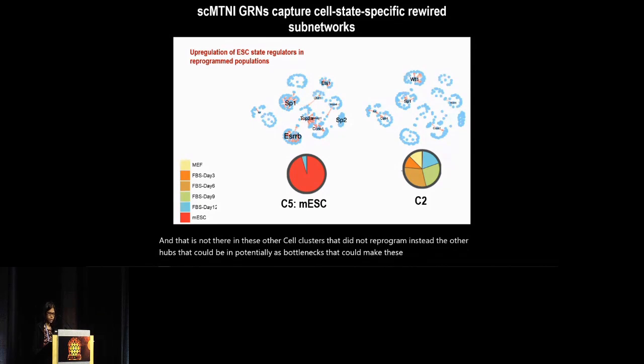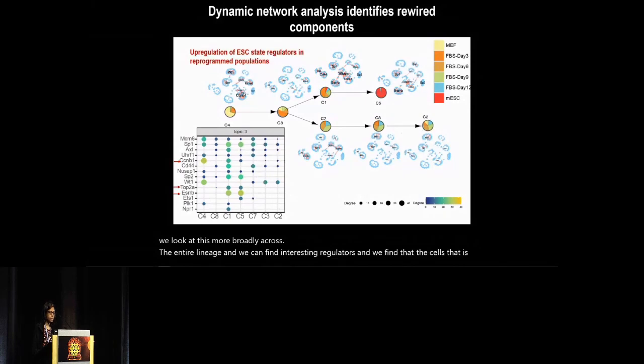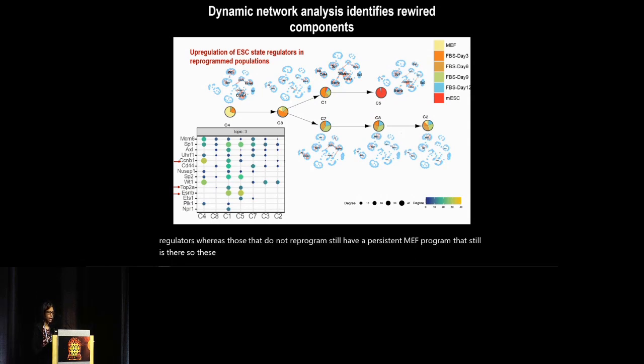And we look at this more broadly across the entire lineage, and we can find interesting regulators, and we find that the cells that reprogram are the ones that have a strong embryonic stem cell program and regulators, whereas those that don't reprogram still have a persistent MEF program that is still there. So these are some regulators that just hang out, that just prevent these cells from reprogramming.